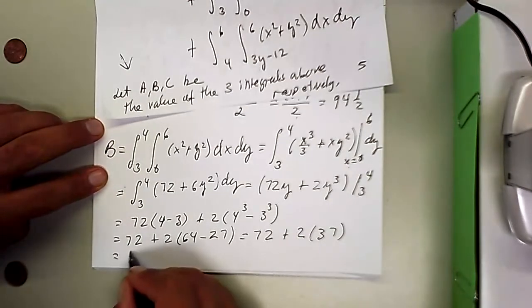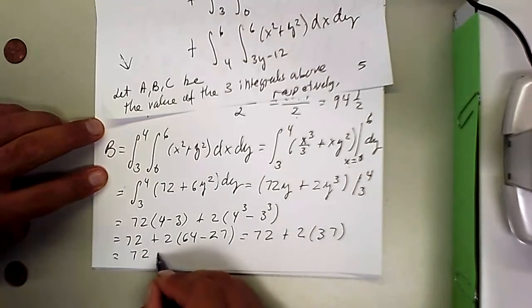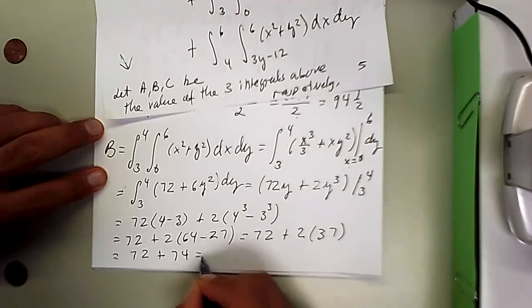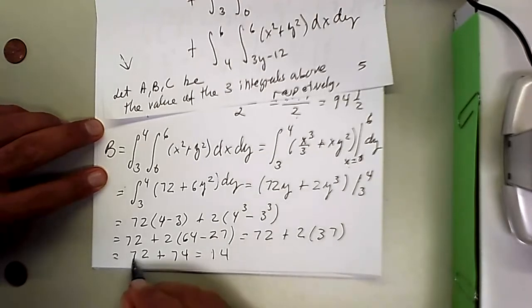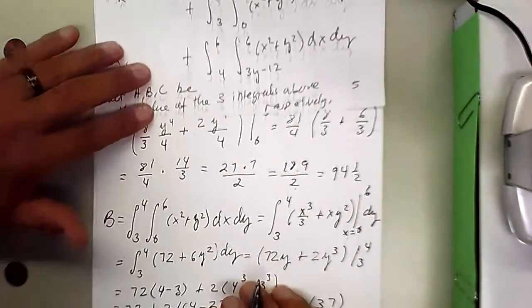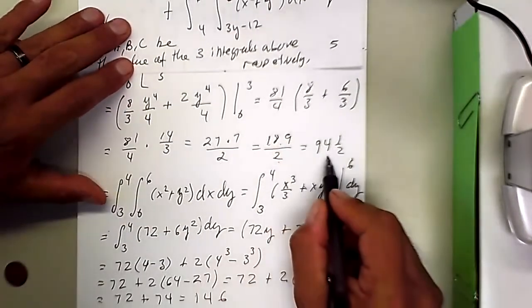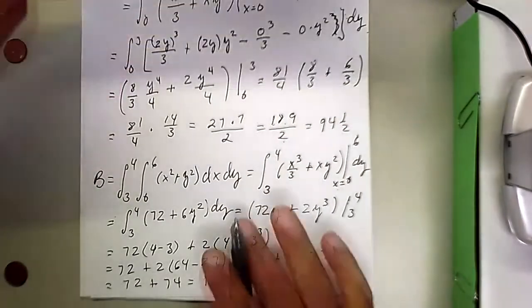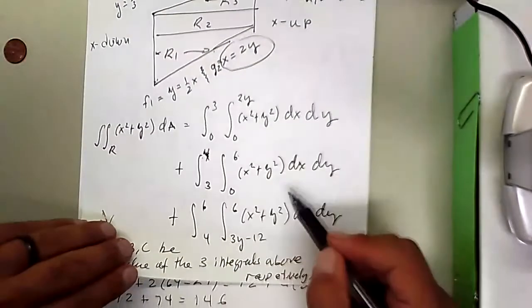So I'm barely going to be able to fit it into this page. Plus 74. So that is 146. Okay, so far we got 94 and a half, 146 by itself, 2 down, 1 to go.